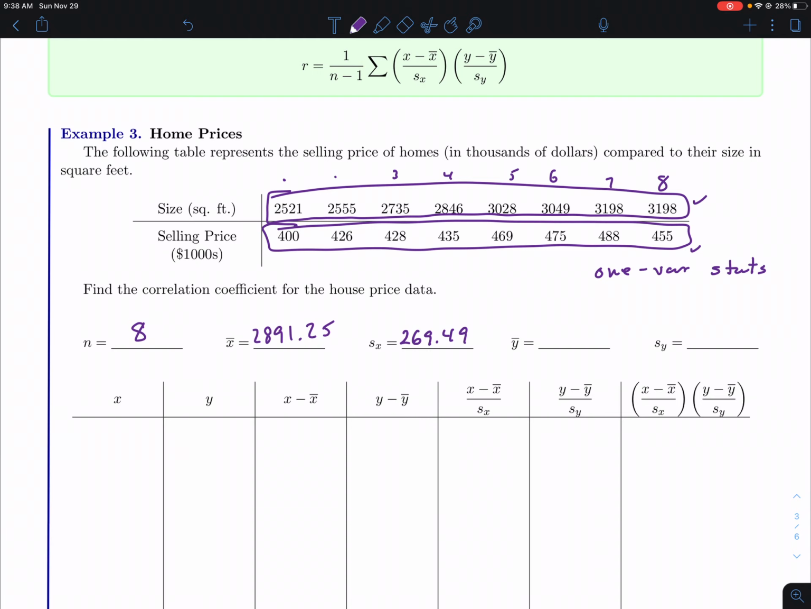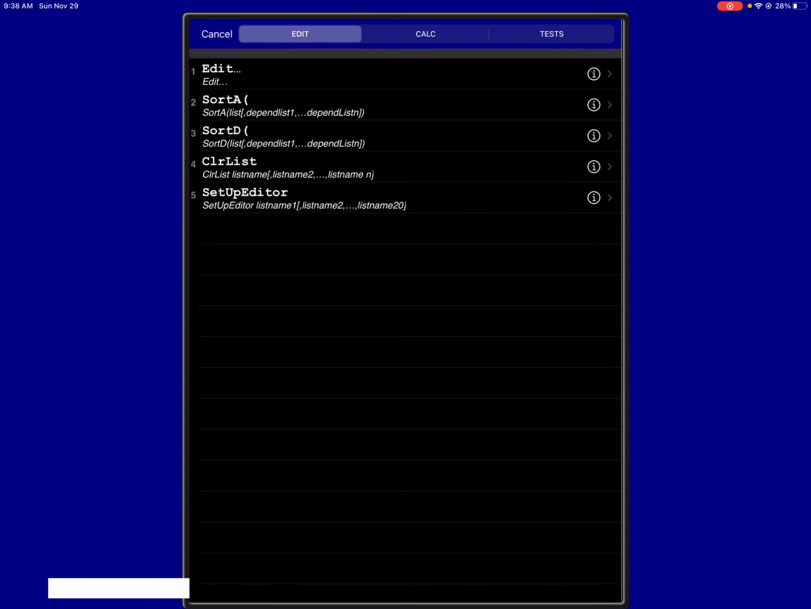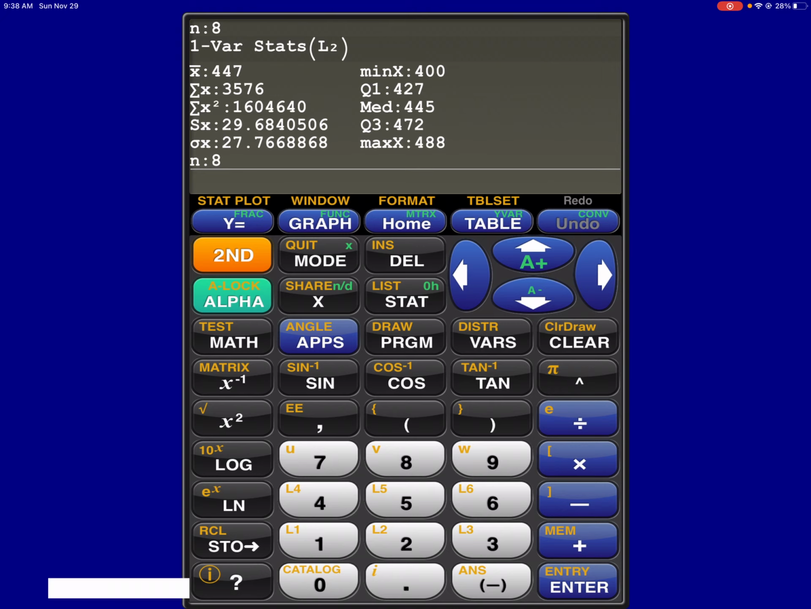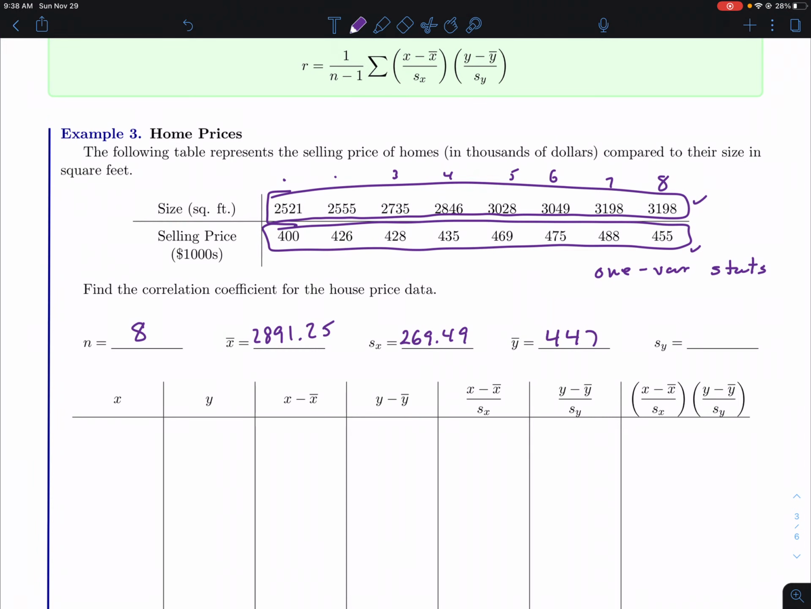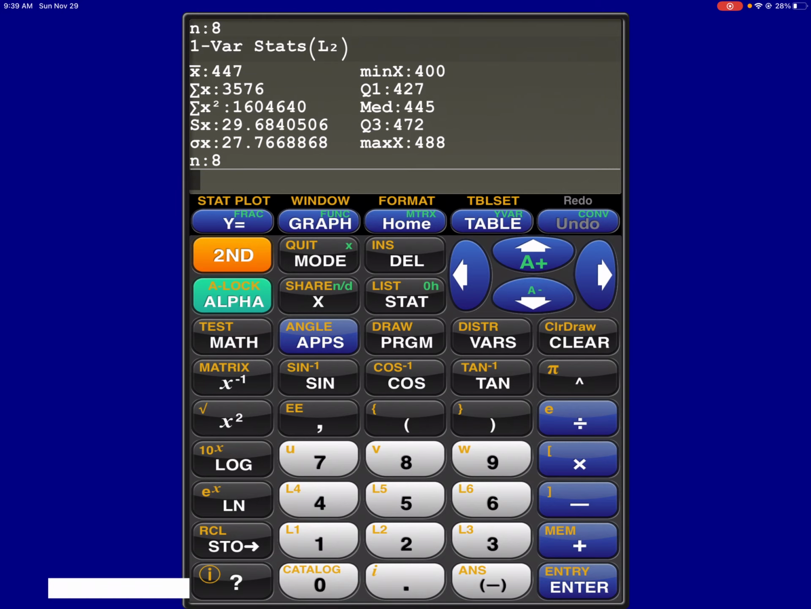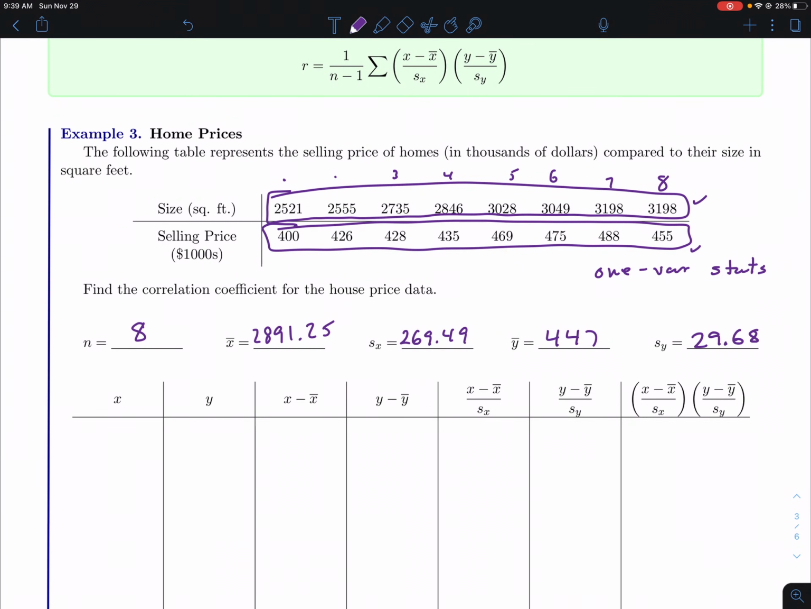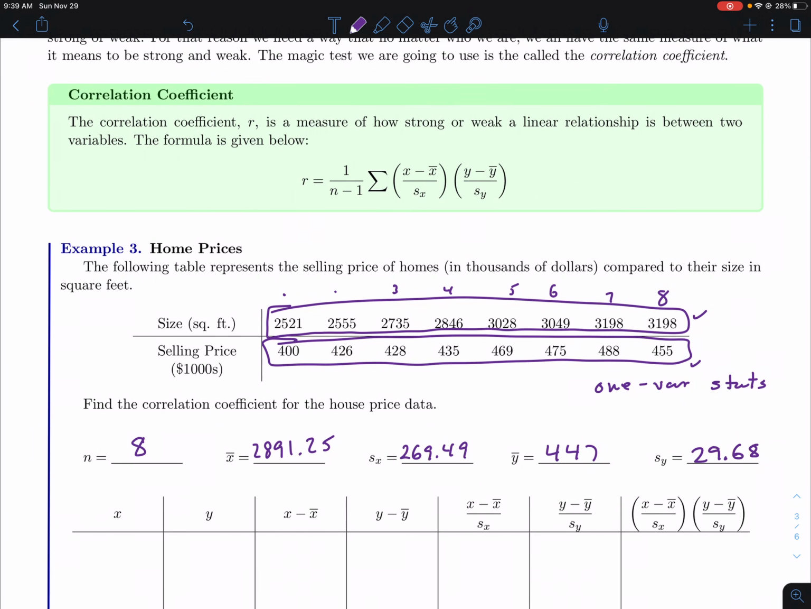And now we need to calculate the sample mean for Y. Again, go to stat, calc, one var stats, but in this case hit second two for list two, and then enter. We see our mean is 447 and our standard deviation is 29.68. All right, so now we've got a lot of work to do because we have to calculate all these different tables. It takes a little bit of time here.